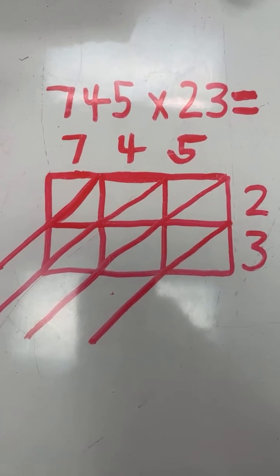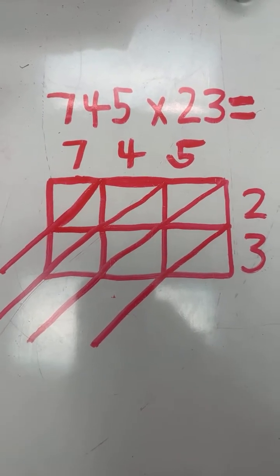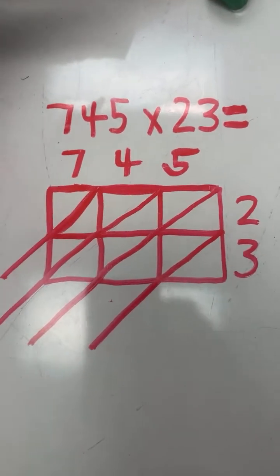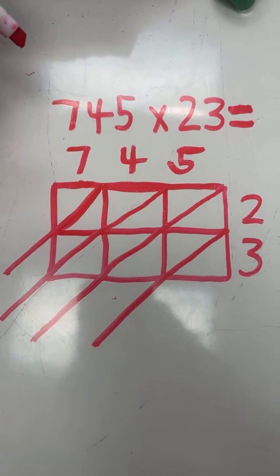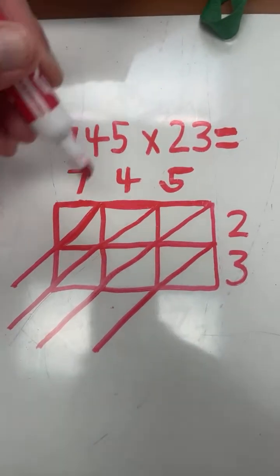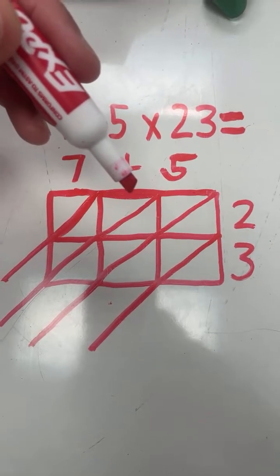So this video is going to be a review of 3-digit by 2-digit multiplication using the Lattice method. So our first example problem is 745 times 23. I'm going to go through step by step how to solve that problem. So I have my Lattice method model drawn here, and I'm going to go through digit by digit.